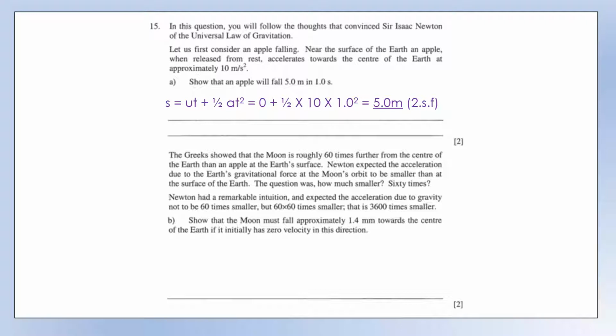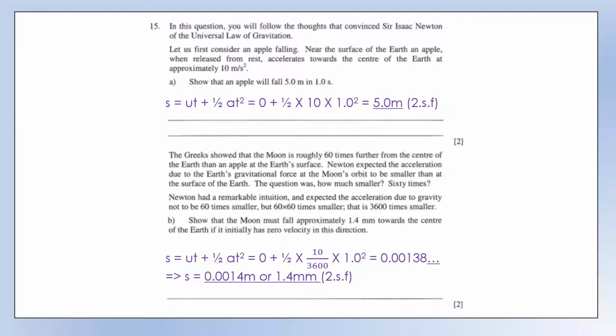Show that the moon must fall approximately 1.4 millimeters towards the center of the Earth if it initially has 0 velocity in this direction. So we're basically doing exactly the same question, but changing the acceleration to 10 divided by 3,600. And that gives us our value there of about 1.4 millimeters.